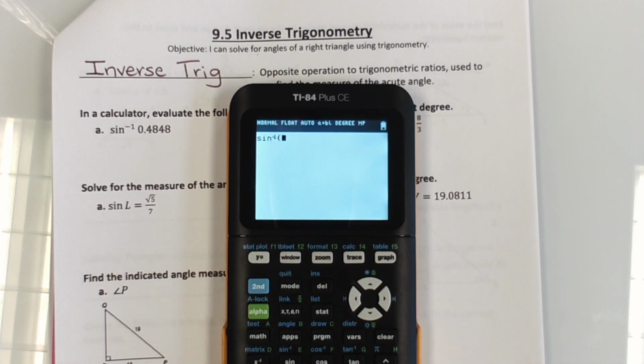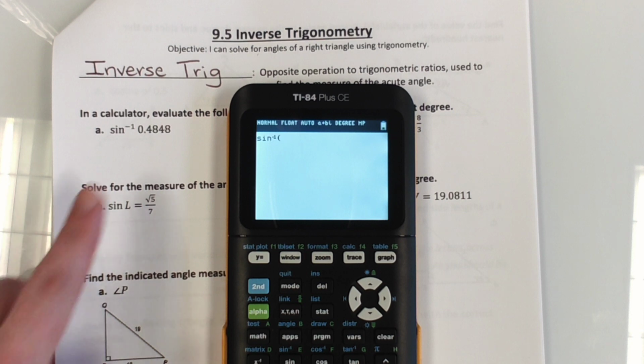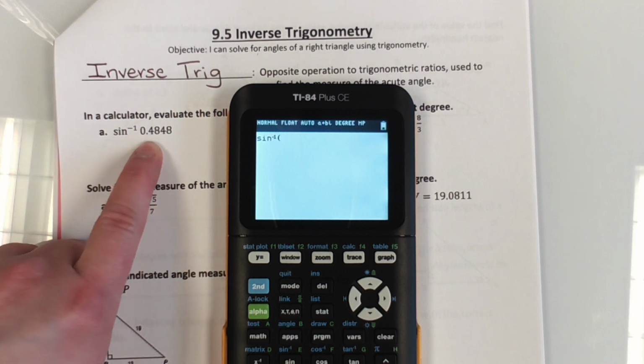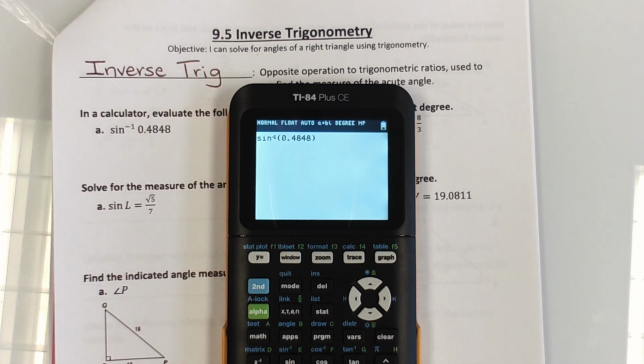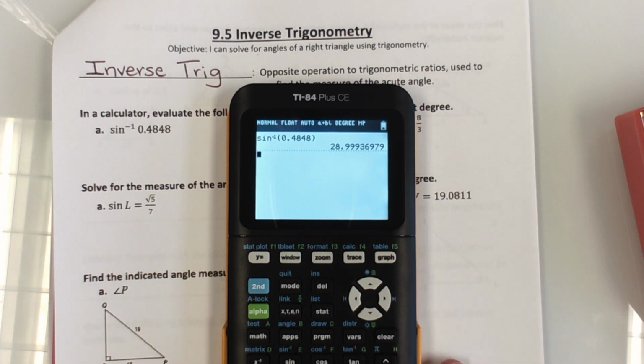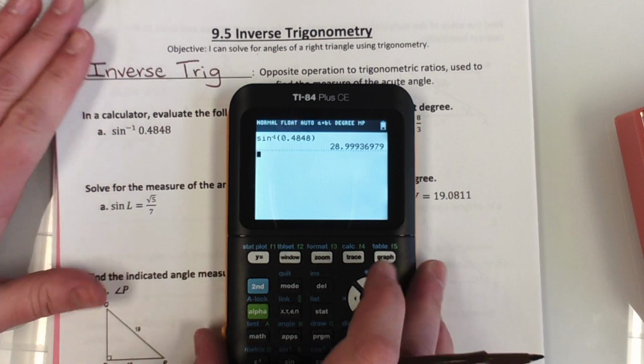Now on my TI, it does open a set of parentheses. On my Casio, it does not. When you're doing it of just a plain number, it doesn't matter. 0.4848. On the TI, I should close it. On a Casio, if I don't close the parentheses because there wasn't an open parentheses, that's good. If you put an open parentheses, it's not necessary at that point. Rounded to the nearest degree means round to the nearest whole number. 29 degrees.